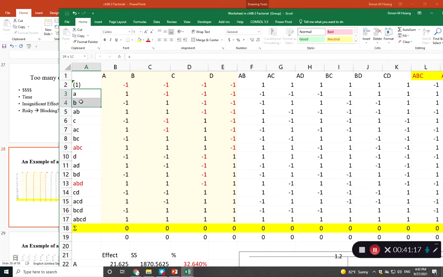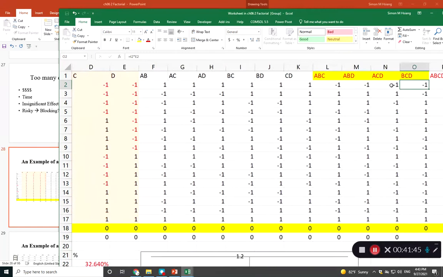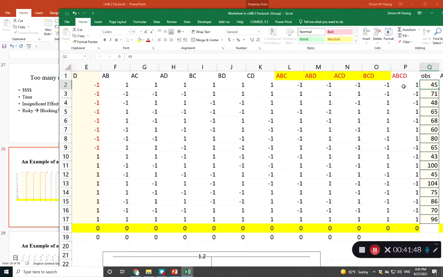We said that A is positive, B is positive, C is positive, small ab, ac, ad. So I have 16 observations here. And then the A effect is the AB interaction, A times B, the AC effect is A times C, the AD effect is A times D, BC, BD, everything. And finally A times B times C, and now I have everybody. And here is my observation.